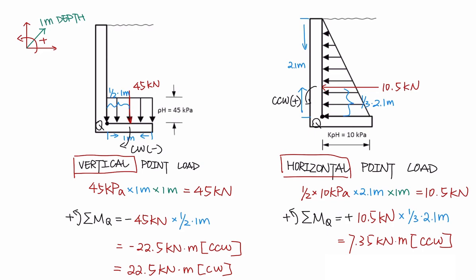Lastly, we need to check if the retaining wall overturns. The determined criteria will be if the absolute value of moment about point Q created by vertical pressure is larger than the horizontal pressure, the retaining wall won't overturn, vice versa, and in this problem, the vertical one is larger than the horizontal one. Therefore, this wall won't overturn.